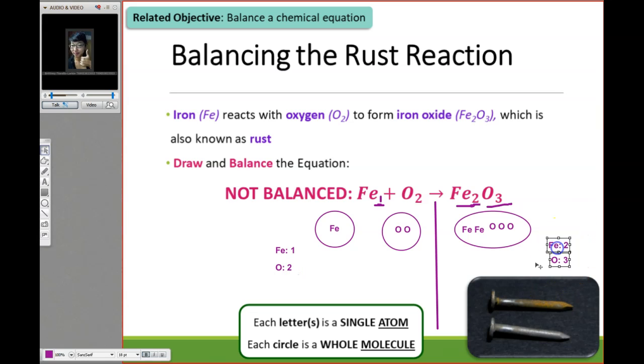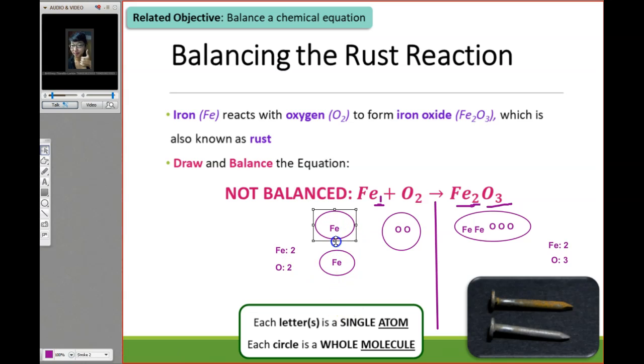So let's go ahead and address the irons first. If I have 1 iron on the left and 2 on the right, which side needs more iron? Yeah, the left side. So what am I going to add? Am I going to add another Fe or another O2? If I need more on the left, which of these two things can I add more of to get more iron? Yeah, more Fe, obviously. O2 has no Fe in it, so that would not make sense. So let's add another Fe. Perfect. All right, so now we have 2 Fe's on the left.